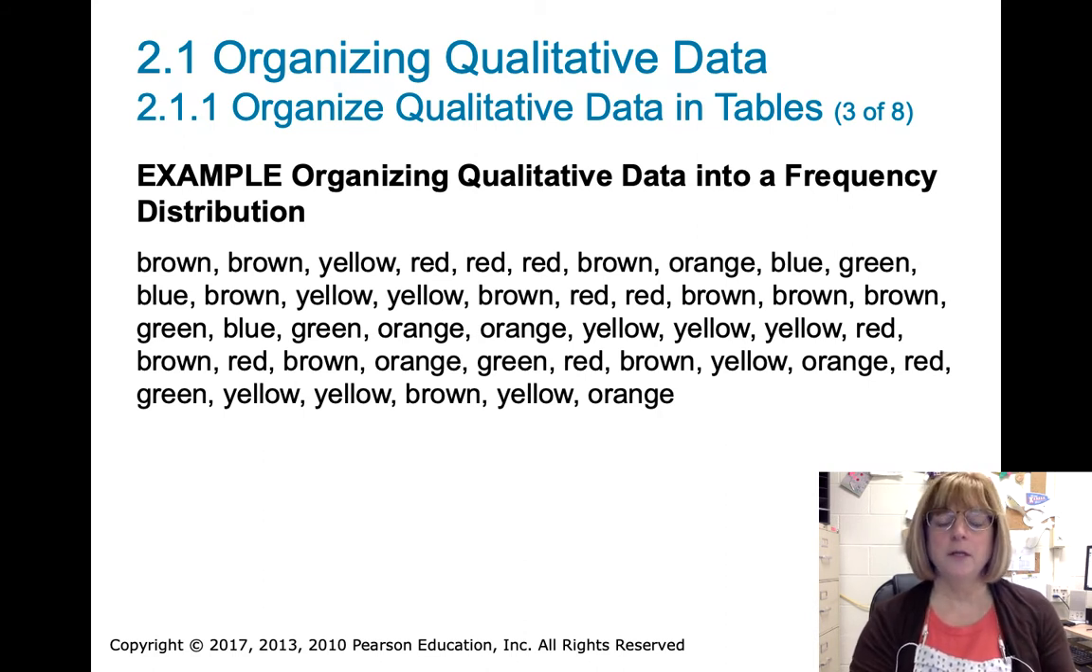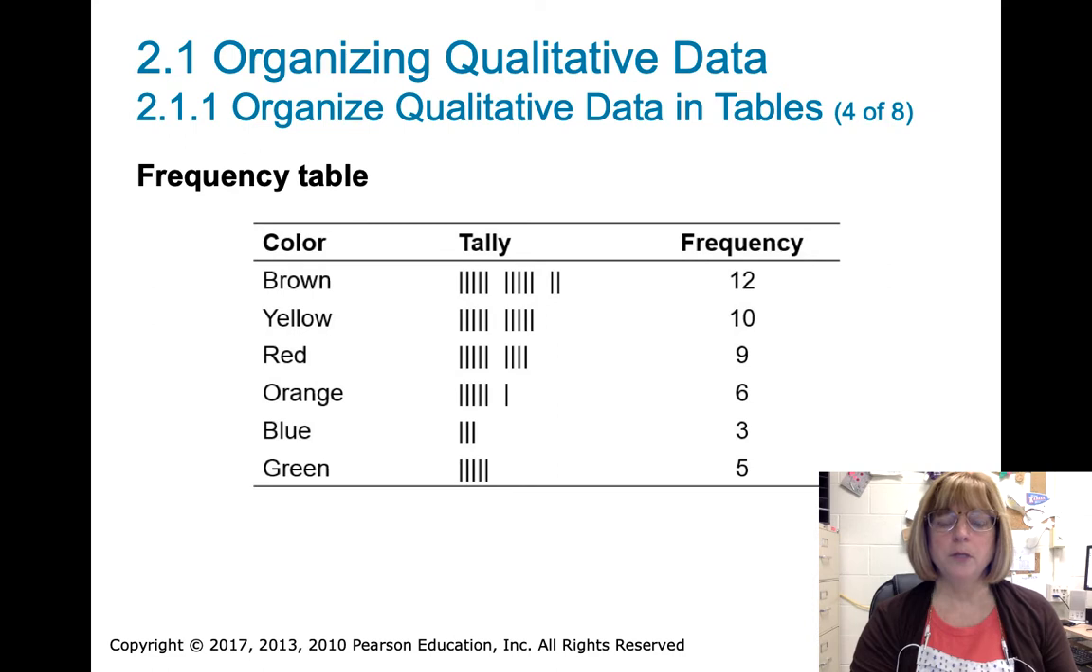Once we get the raw data written down, we're going to put it in a frequency distribution table. So you can see we've got a column for category by color. We've got a column for frequency, how many there are. And in the middle, there's a tally column, which you may or may not have. But all frequency distribution tables have to have a category column and a frequency column.